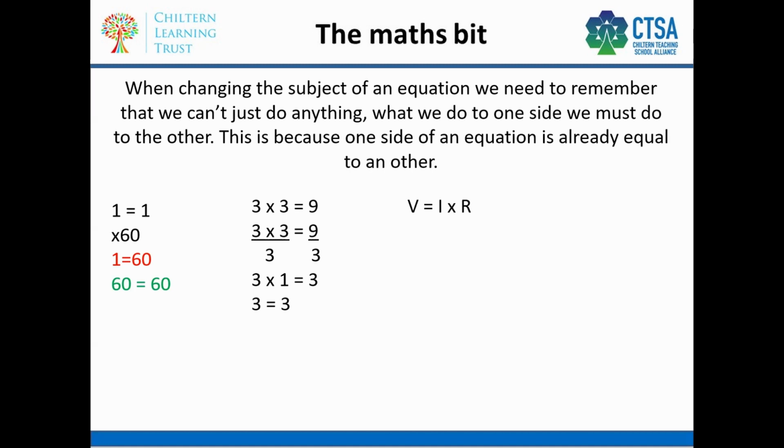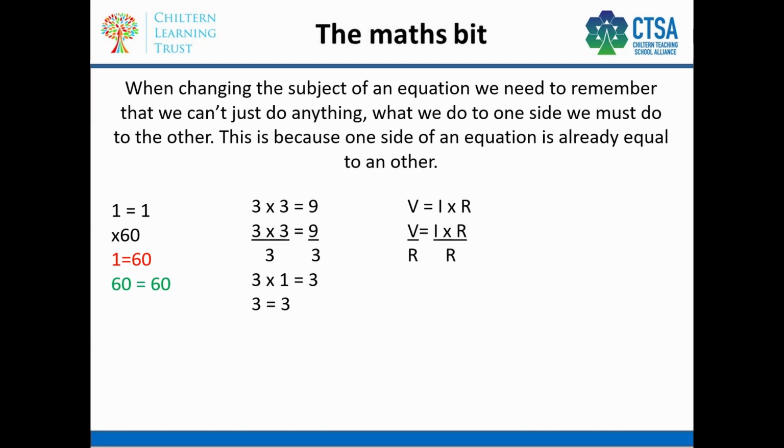So if we want to make I be on its own, we need to move the R. And the only way to do that is by division. So we can see there's only multiplication currently in this expression, so we don't really need to worry about BIDMAS and what order we do operations in. So we're just going to start by dividing.